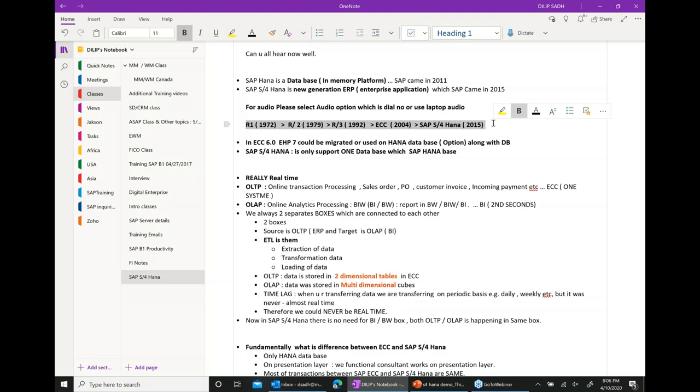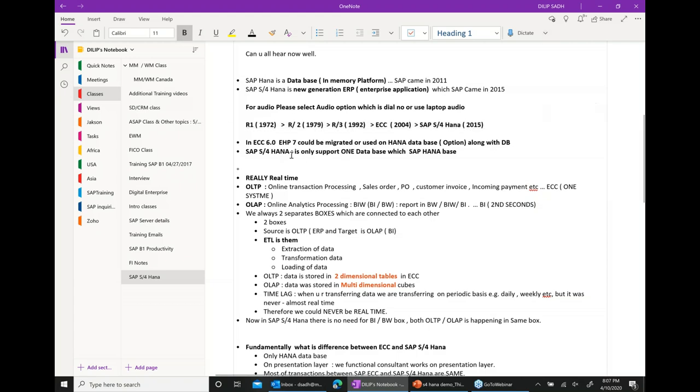I also mentioned in the last session that this is an evolution since 1972. SAP started in 1972, so it's almost a 48-year-old company. It's a very old company from that perspective. 48 years is a pretty long time. SAP R1 in 1972, SAP R2 in 1979, SAP R3 in 1992, ECC in 2004, and SAP S/4HANA in 2015. So this is the evolution journey which we have in the SAP ecosystem.